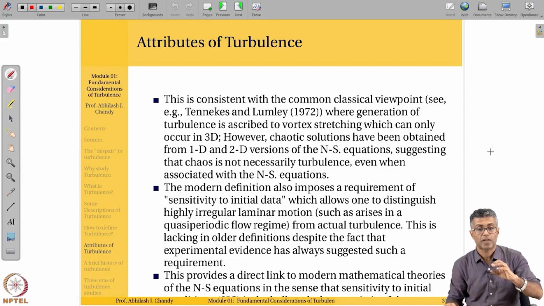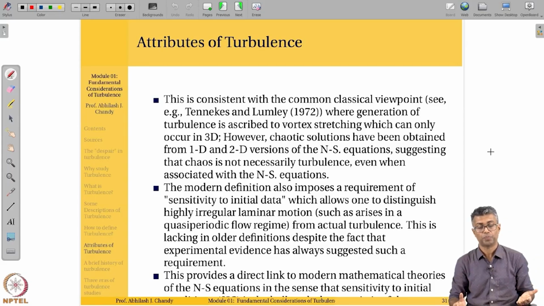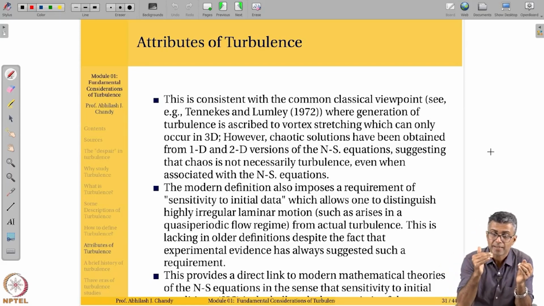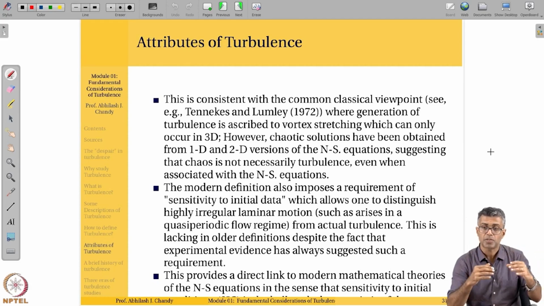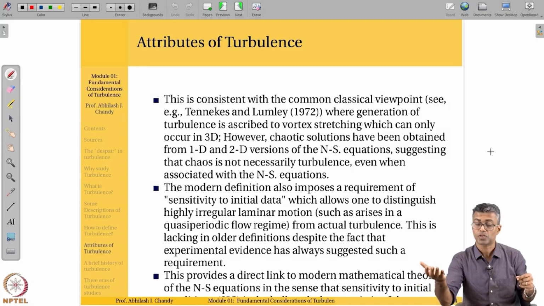That is an added point in this definition. And this is what allows us to distinguish between laminar flow and turbulent flow. So if you think about it, in laminar flow, viscous diffusion dominates. So any disturbances could be due to disturbances in the initial conditions. Any disturbances are diffused by the viscous effects because viscous diffusion is dominant.